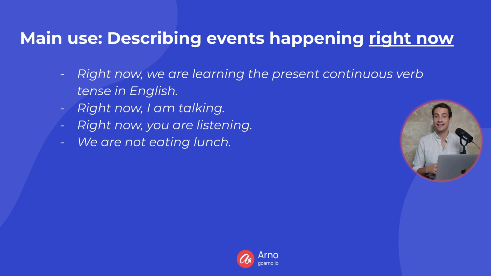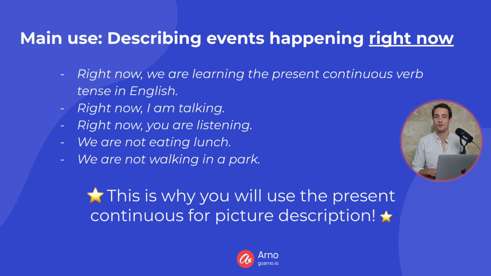We are not eating lunch. So in this moment, we are not eating lunch. We are not walking in a park. So again, that's why you are going to need the present continuous tense for picture description. Let me show you some examples of exactly what I mean.